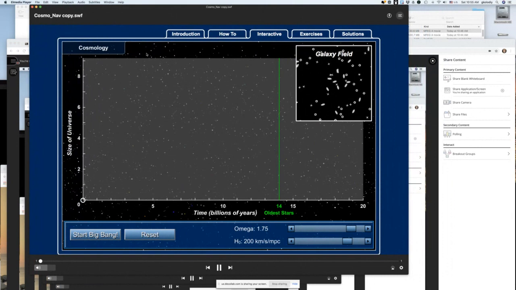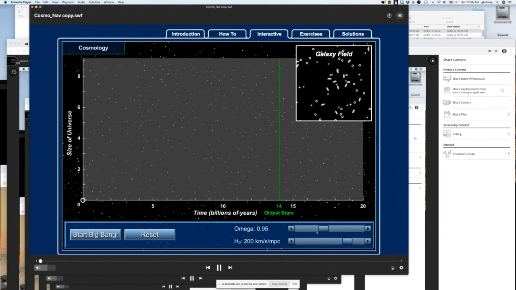So in this simulation, we're going to vary the two constants in nature. One is something called omega, which is basically a measure of how much space is curved. Omega bigger than 1 means there's a lot of mass in the universe to curve space into a ball. Omega equal to 1 means the space is flat. And we're going to start with omega less than 1, which means it's curved the opposite way.